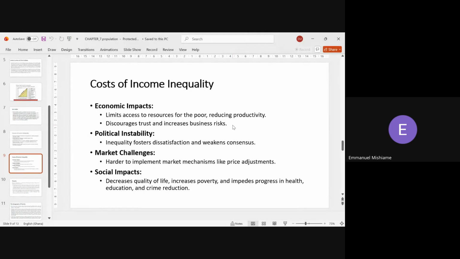Simply because the poor are earning less, bear in mind that these poor people are actually the ones who work in these factories or in the industry to generate income for the country or to increase the levels of GDP for the country. And if these people are earning less, it means that they will have limited access to the resources they need, eventually reducing productivity. It also discourages trust and increases business risk.